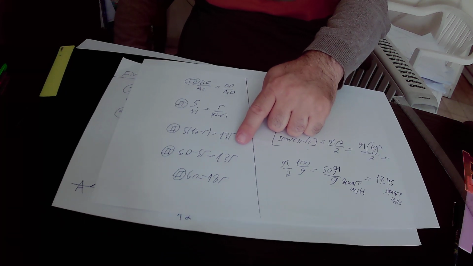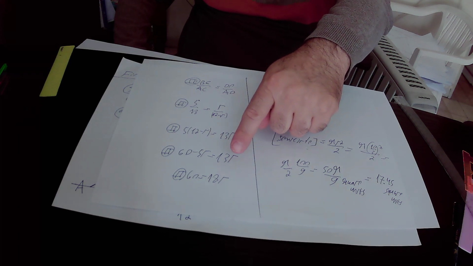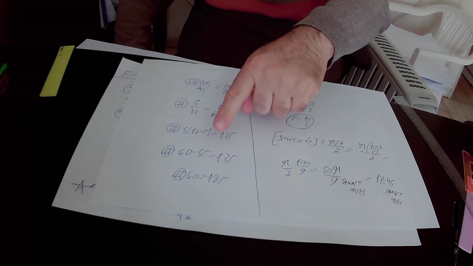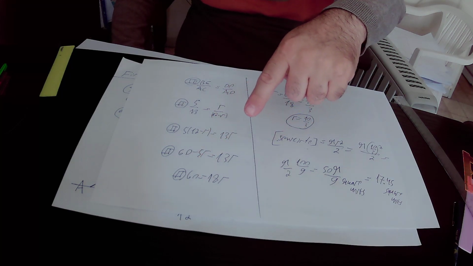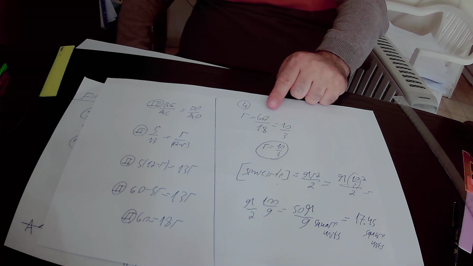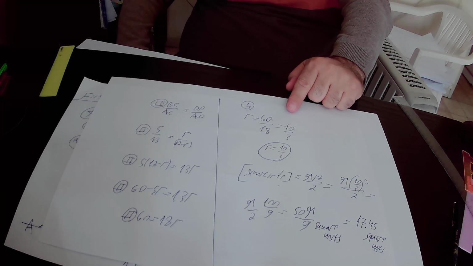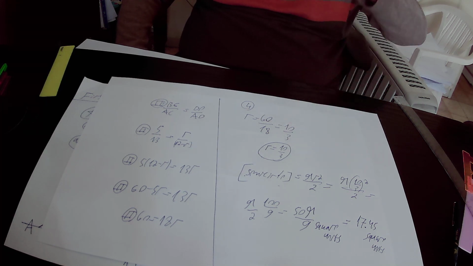We added 5R to equation number 2, and we got that 13R plus 5R is 18R. So we found that 60 equals 18R. We divided equation number 2 by 18, and we got that the radius of the semicircle equals 60 over 18. We divided both the numerator and the denominator by 6, and we got that 60 over 6 is 10 and 18 over 6 is 3. So we found that the radius of the semicircle equals 10 over 3 units.